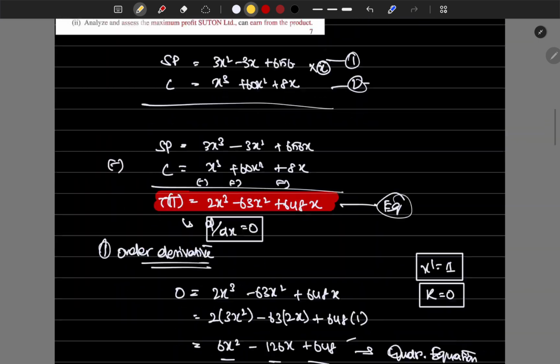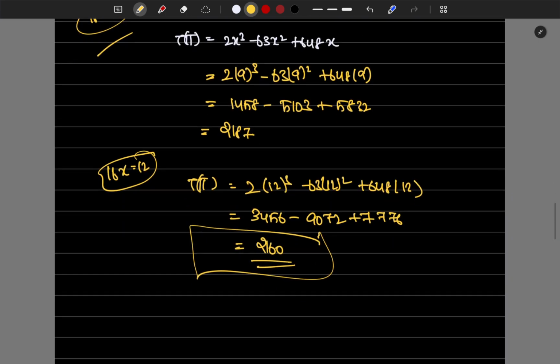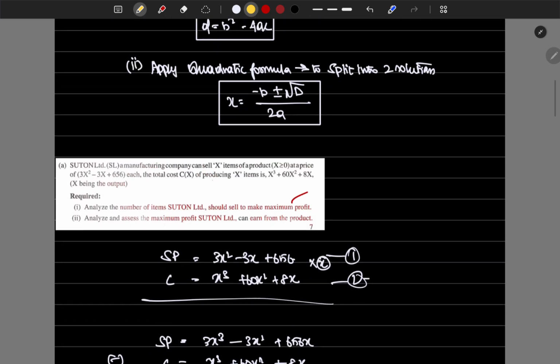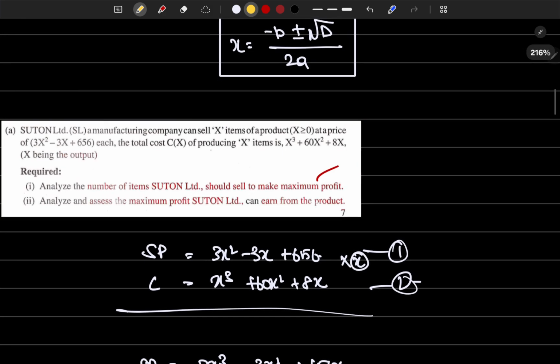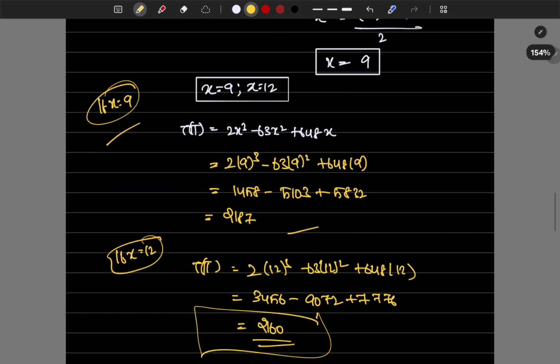So this is most preferable. We solved all the questions. We have solved all the requirements. We found the number of units, and we also found the maximum profit to earn from the product. Yes, that's it. The problem is over.